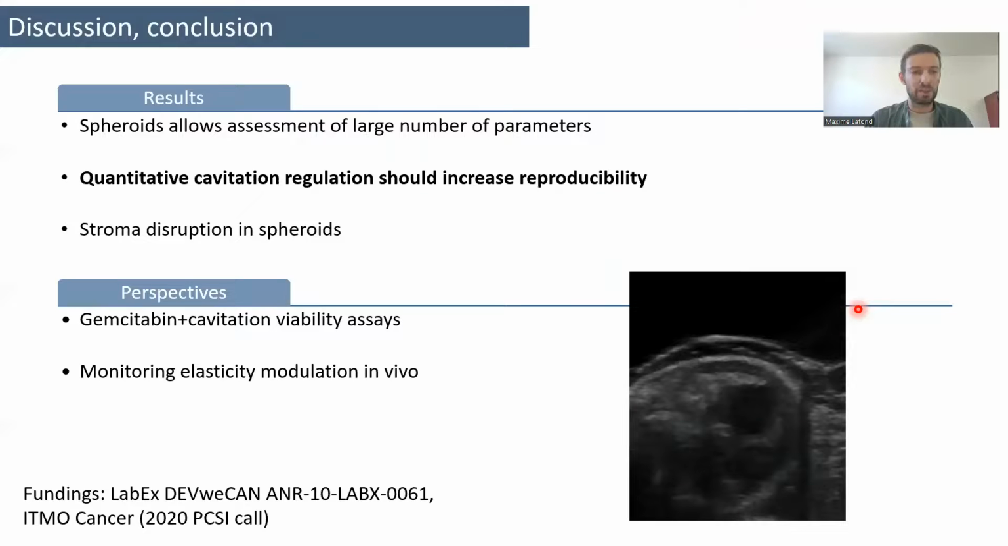The next steps will be to now evaluate the combination of gemcitabine and cavitation with viability assays and monitor the elasticity modulation in vivo on an orthotopic pancreatic tumor model that we've developed with our partners.